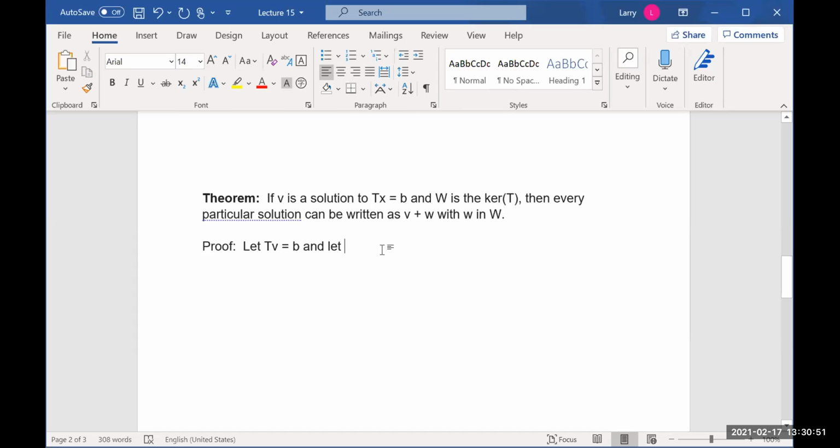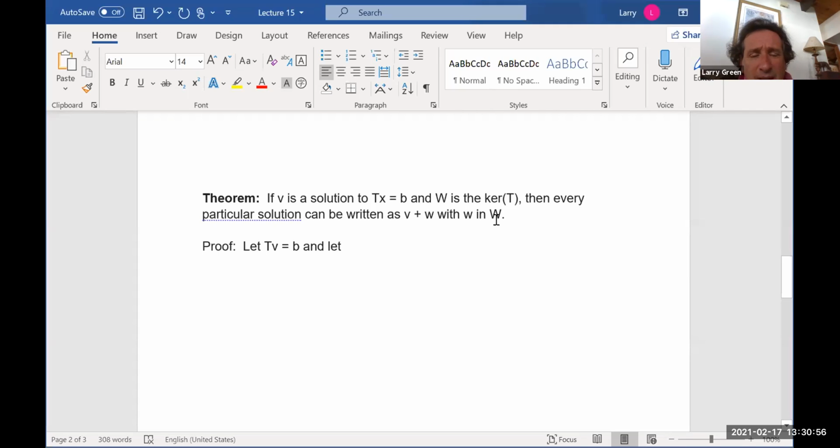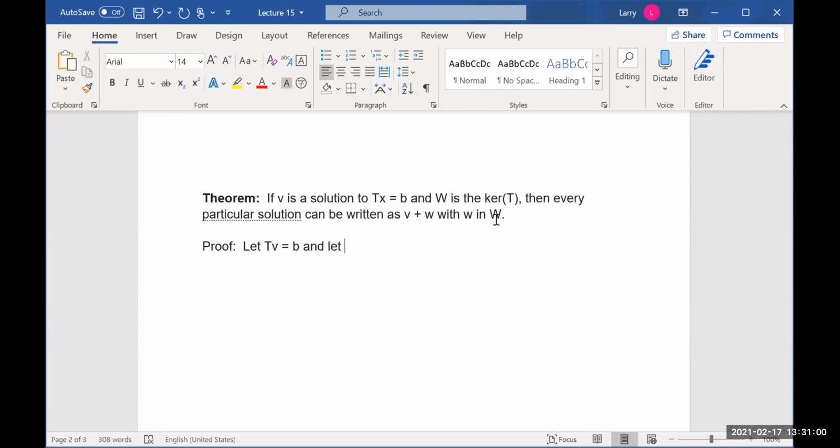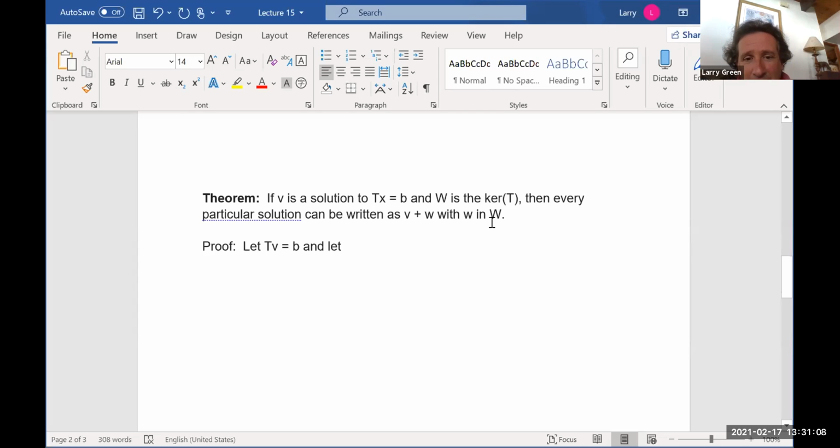Wouldn't big W be a basis? But W is a space, not the basis. So basis is not part of this, actually. W is a subspace of big W. Okay, so little w is in capital W. Capital W is the kernel of T.